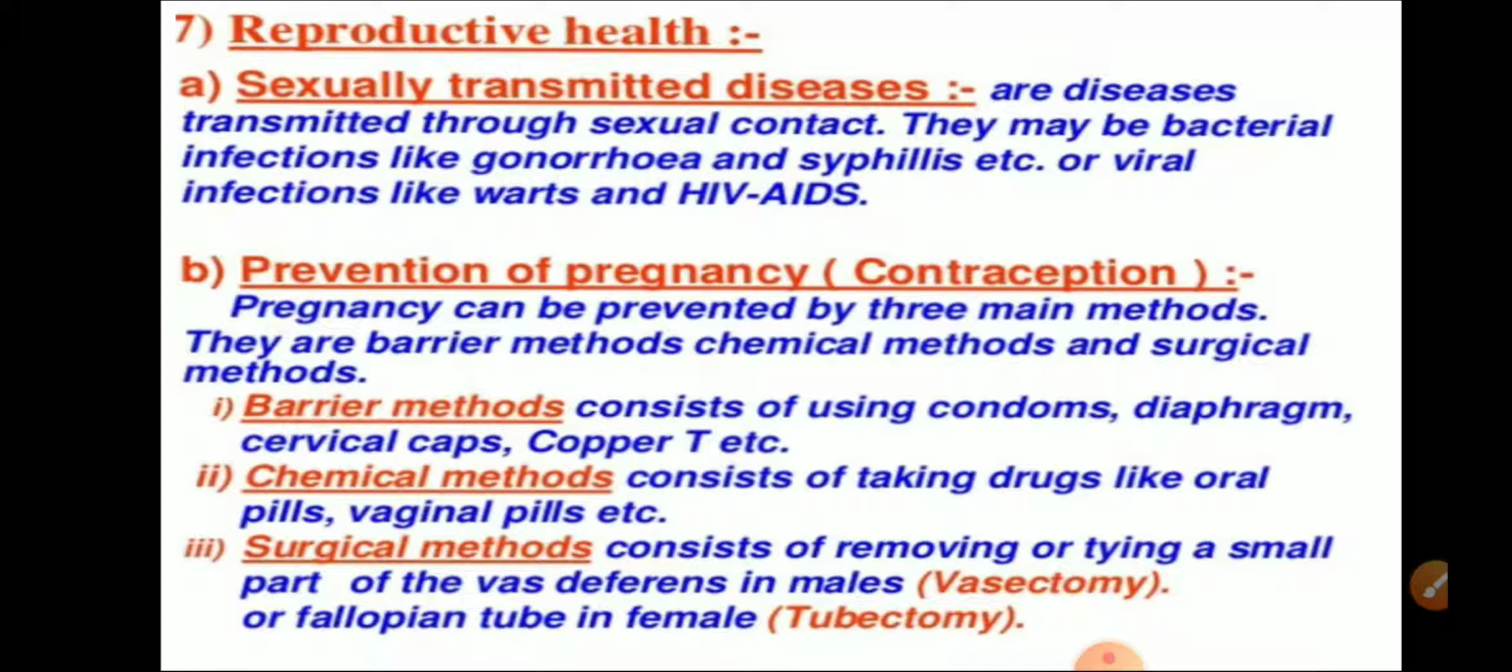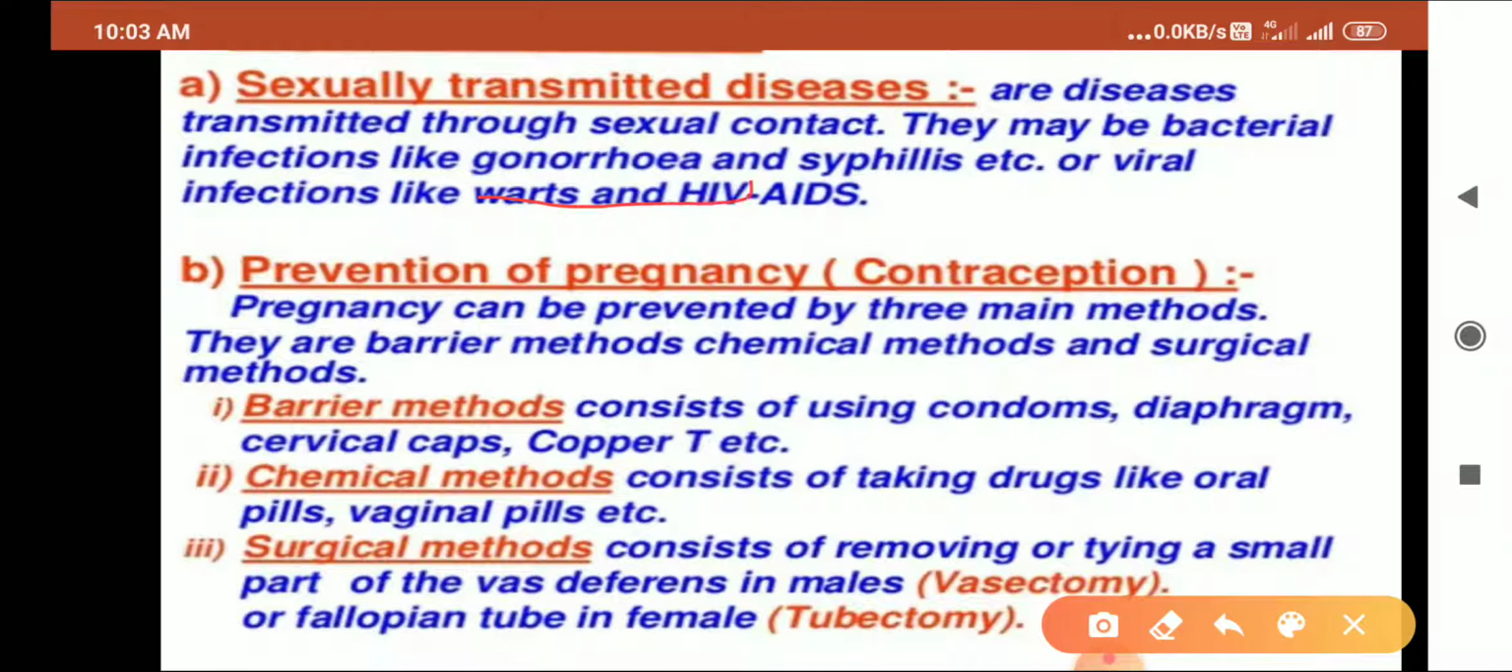Now we have reproductive health. What do you mean by reproductive health? When we are talking about the health related with the reproductive organs, that is termed as reproductive health. We have sexually transmitted diseases. As you know, during sexual contact, the disease may be transmitted. There are various types of disease like bacterial disease. The bacterial infections include gonorrhea, syphilis, and the viral infection includes AIDS. All of you have heard about AIDS, and one more disease, that is warts.